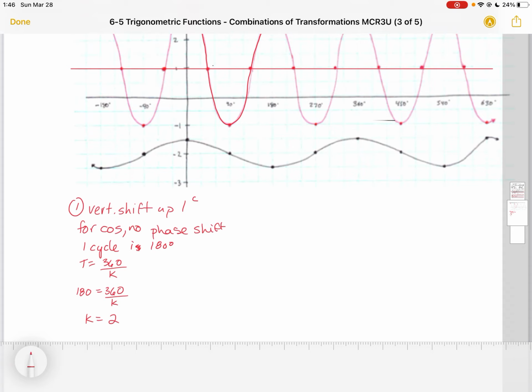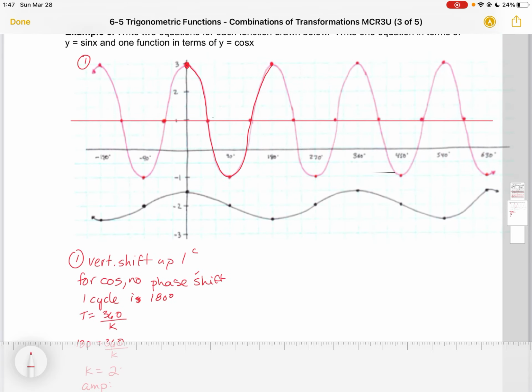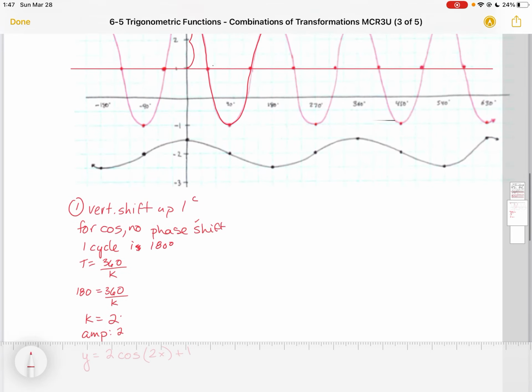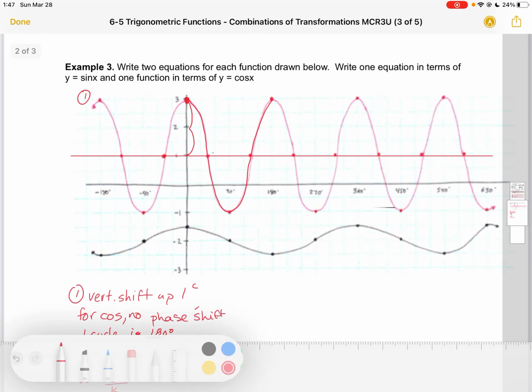So I've got my C value. I've got my K value. I have no phase shift. The last thing for me to figure out is my amplitude, or my A value, and I can do that by counting from my axis of the curve. So 1, 2. So because my amplitude is 2, my A value is also 2. So I can write that equation as 2 cos 2x plus 1.